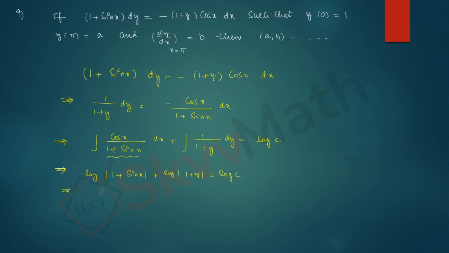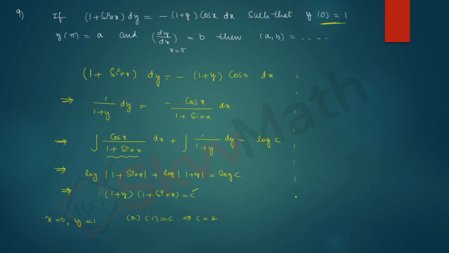So using logarithmic rules and removing log, at the end you get (1 plus y) into (1 plus sin x) equals c. But you see here, y of 0 equals 1. You can use this initial condition to get the c value. So put x equals 0 and y equals 1. So 1 plus 1, that is 2, into 1 plus sin 0, and sin 0 is 0, so you get 2 here, which is c. So we got the value of c.